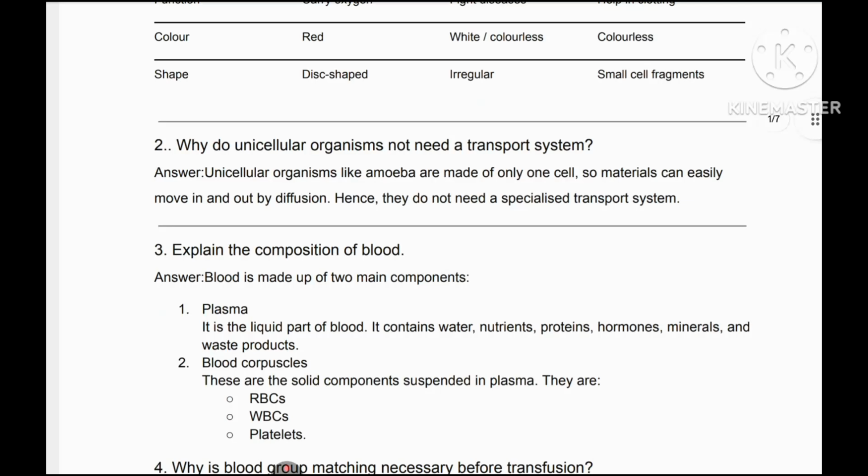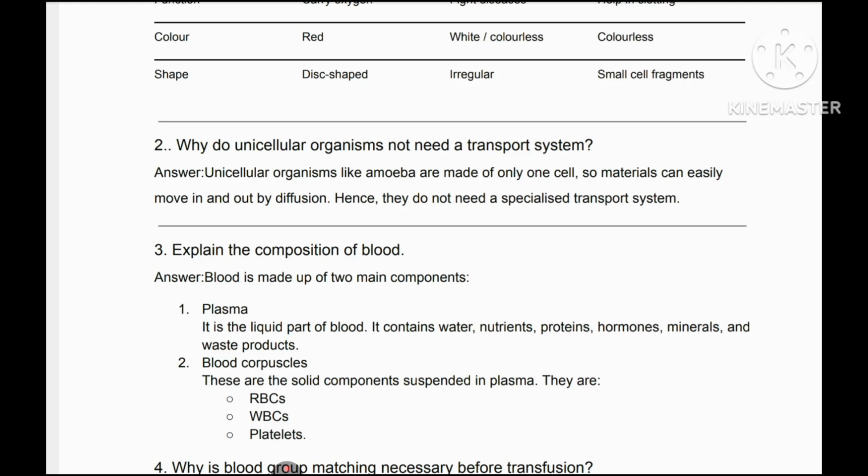Why do unicellular organisms not need a transport system? Unicellular organisms like amoeba are made of only one cell, so materials can easily move in and out by diffusion. Hence, they do not need a specialized transport system.